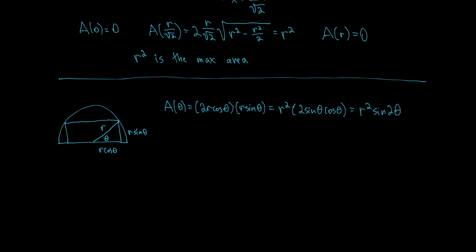Notice that the biggest that sine could possibly be is 1. So that means the biggest the area could possibly be is r squared times 1, which is r squared. And that happens when this over here is at pi over 2. So theta would have to be pi over 4 to get to pi over 2 if you multiply it by 2. So this thing is maxed out at theta equals pi over 4.